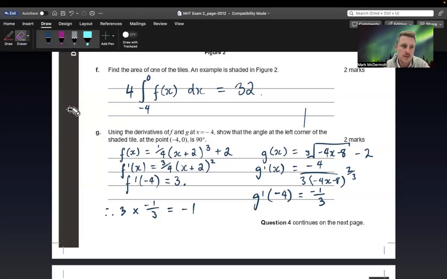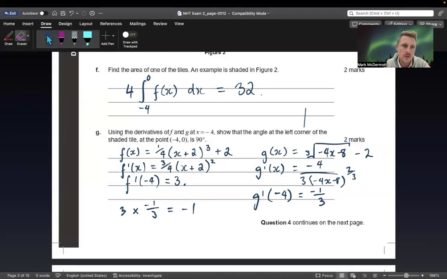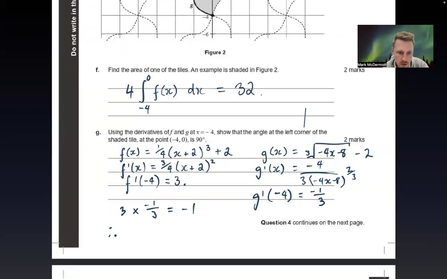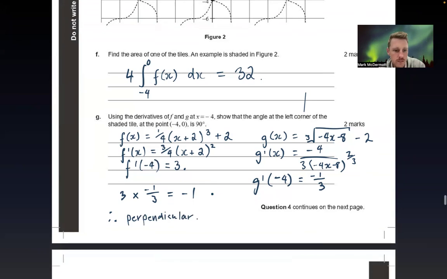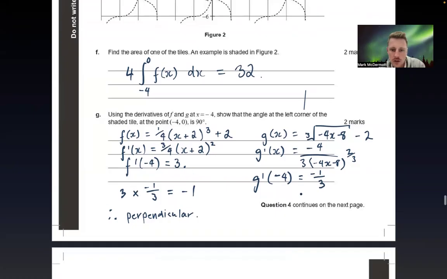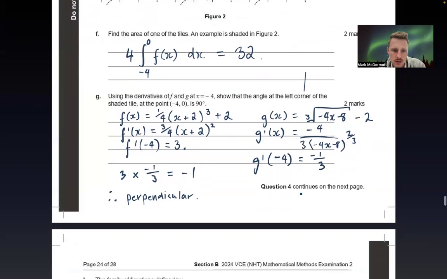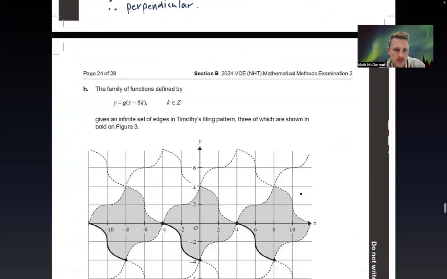So they're perpendicular. What would you say? They're perpendicular, because one of them is the negative reciprocal of the other. Hopefully that's enough to get you full marks.